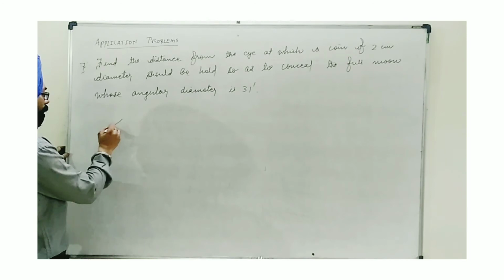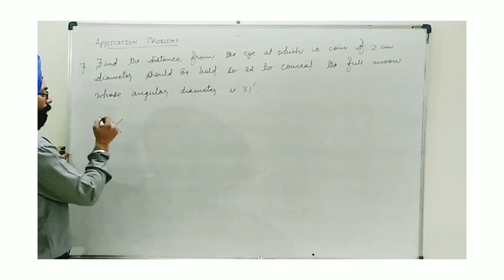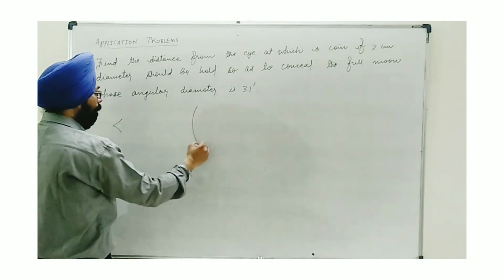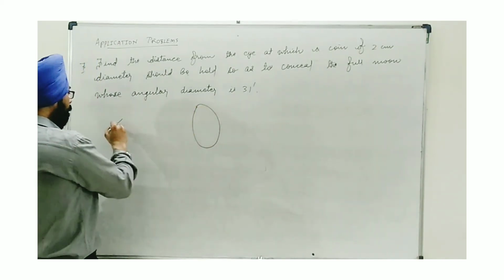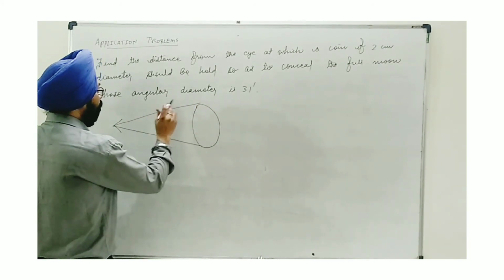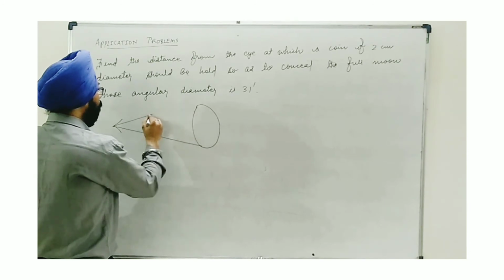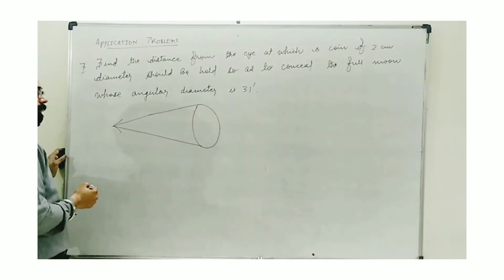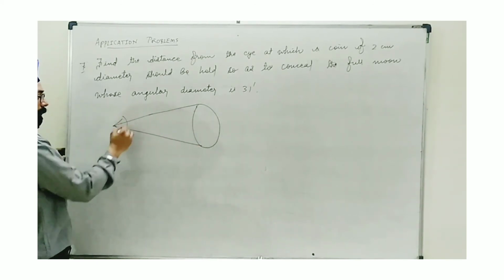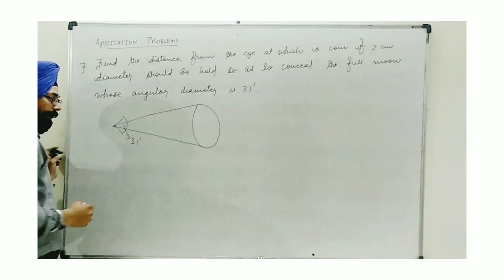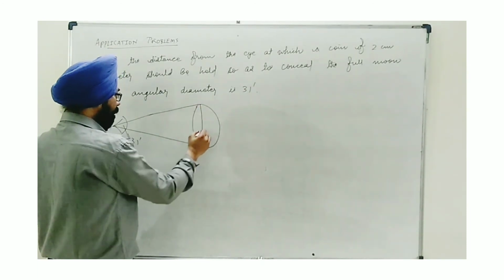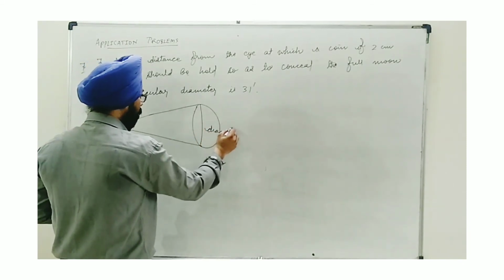Here, first of all, we will show the position of the eye here. We are told that the full moon, suppose we consider this much. First of all, I will explain the angular diameter. Angular diameter means the angle subtended by the moon at the eye will be 31 minutes. It's a condition. And this is to be taken obviously along the diameter. This will be the diameter of the moon.